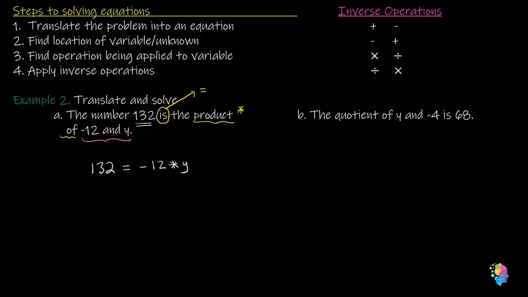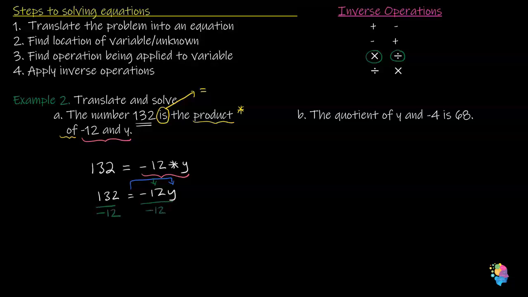When we multiply a number and a letter, we can just skip the multiplication symbol and write them together. So it's just 132 is equal to negative 12y. Let's find the location of our variable, and that is on the right side. The operation being applied here is multiplication by negative 12. The opposite of multiplication is division, so then I'm going to divide both sides of the equal sign by negative 12.